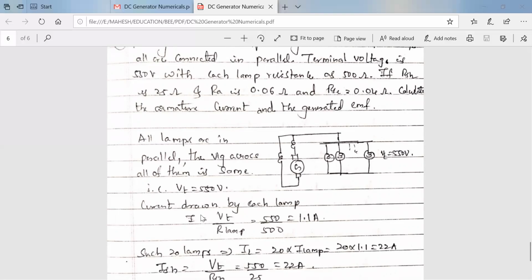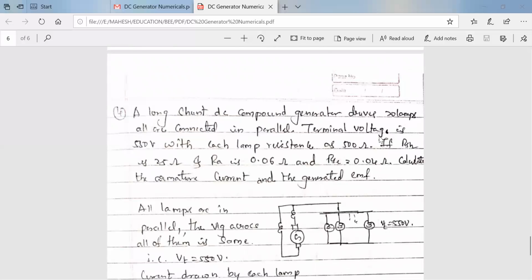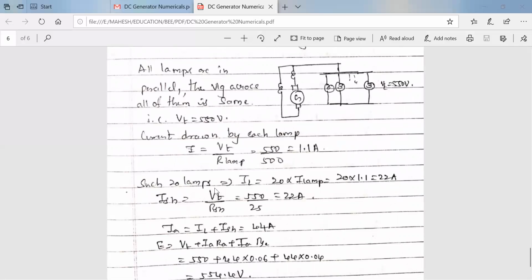The current drawn by each lamp is given by I equals Vt by the resistance of the lamp. He has given the lamp resistance 500 ohm and the voltage across a lamp is 550. Therefore, the current of a lamp is given by 550 divided by 500, that is 1.1 amps. So this will become the current of each lamp. How many lamps has he given? That is 20 lamps. So for 20 lamps we get IL equals 20 into the current across each lamp, that is 1.1. So the total line current will become 22 amps.